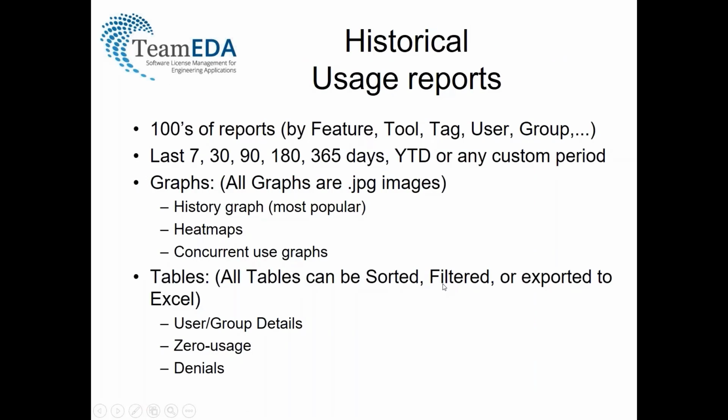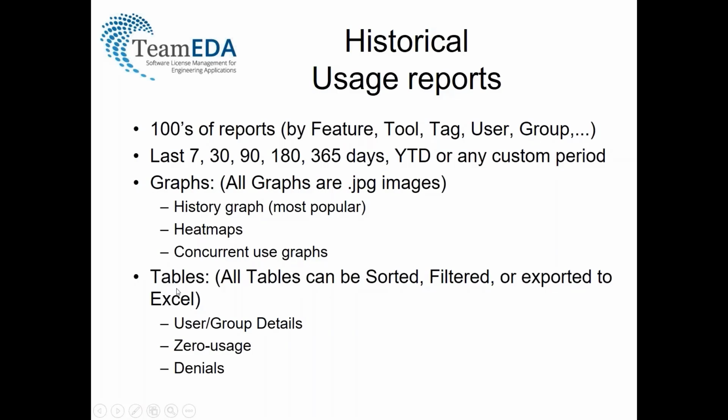Let's look at some history reports now. History, there's basically thousands of ways of looking at usage history: by feature name, by tool, by tag, by user ID, by groups of users. We'll talk more about groups in a minute. And then you have all these pre-selected time periods: last 7 days, 30 days, 90 days, year to date, or any custom time period.